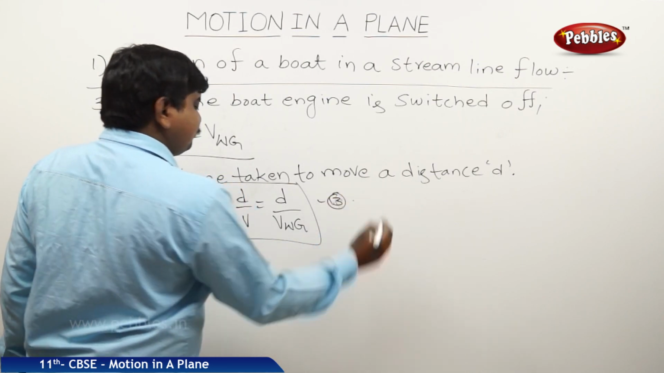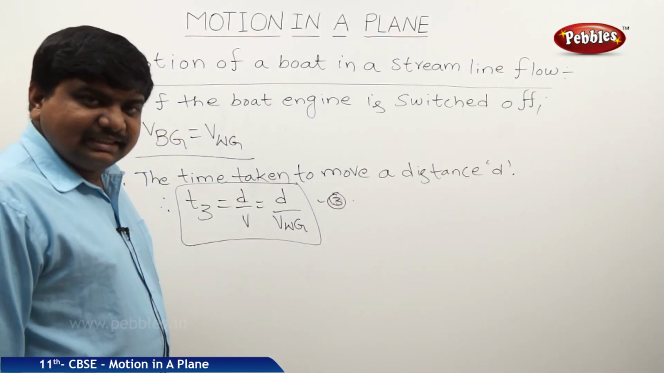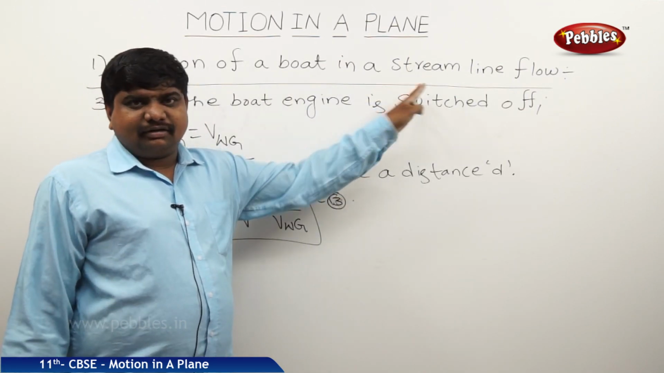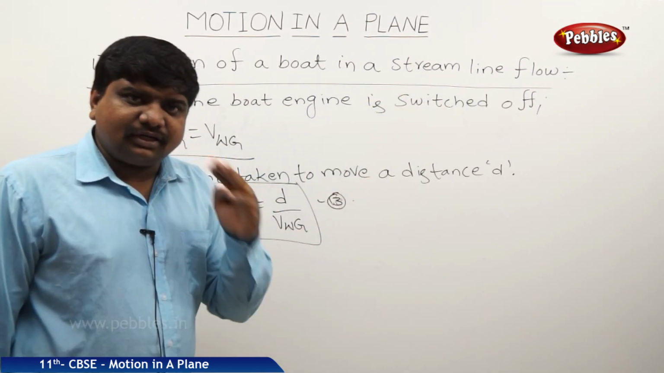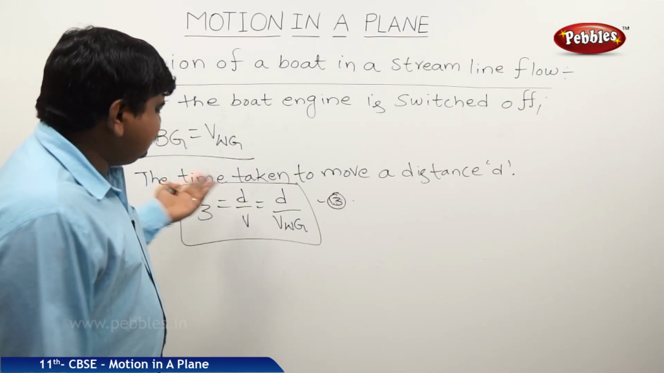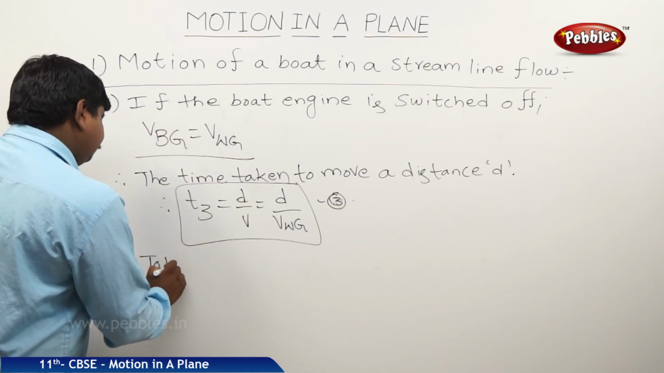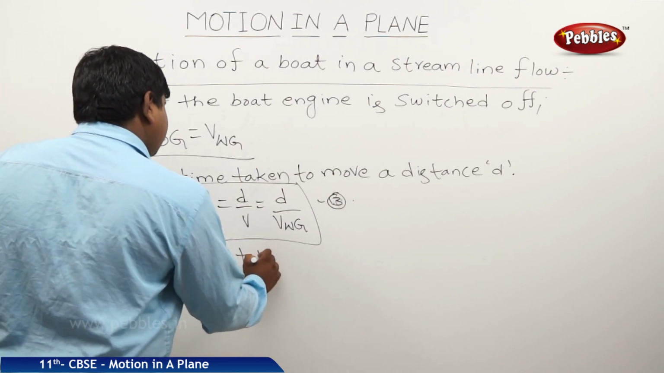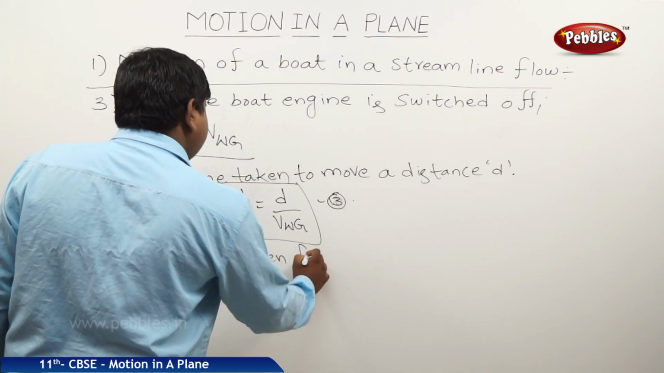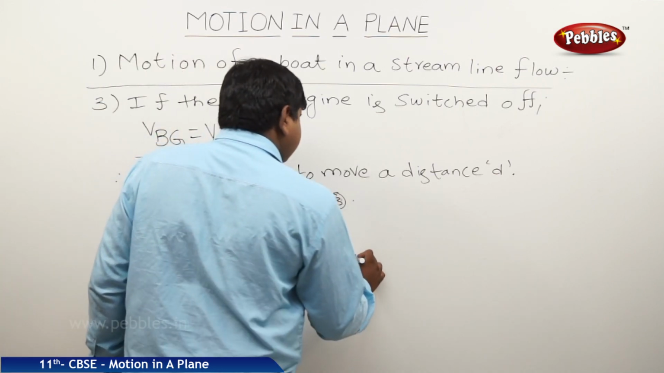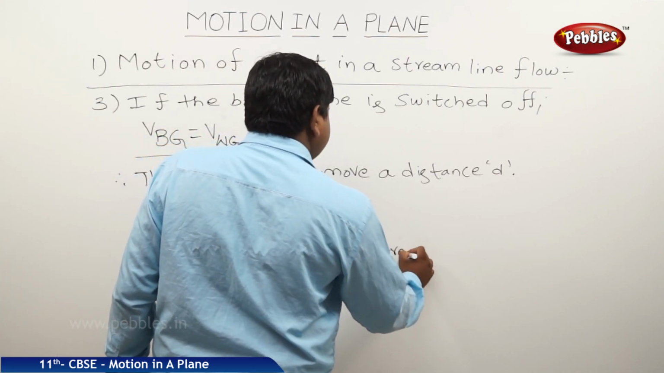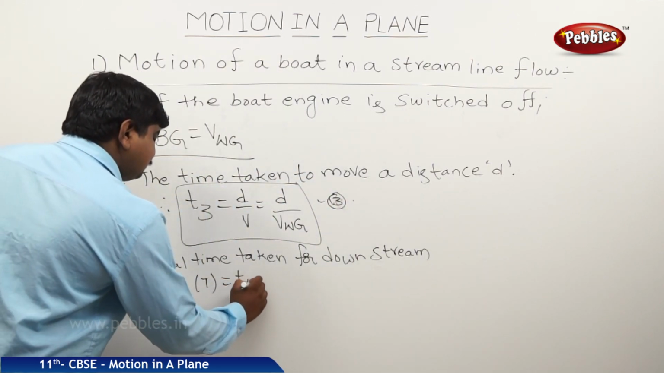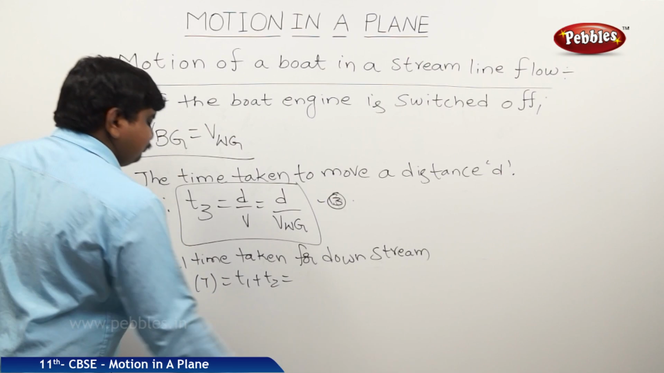This is equation 3. Let us suppose a passenger moved in a boat to a particular position, then he turned back downstream. So what is the total time taken? For downstream, the total time taken is, let us say, t is equal to t1 plus t2.